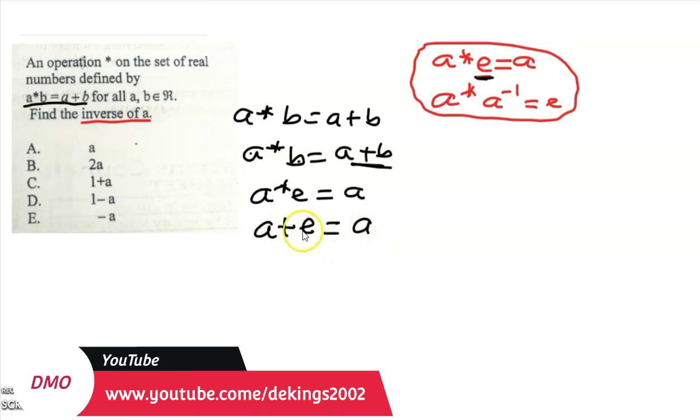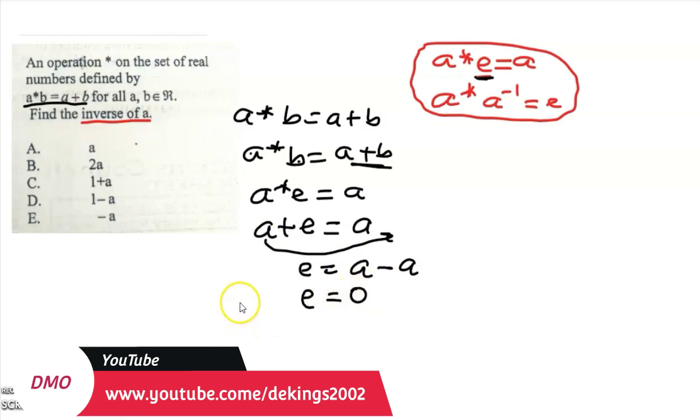So then we make E the subject of the formula. By doing this, we have to move this A to this side, and then we have E is equal to A minus A, because when this A, which is positive, crosses to this side, it becomes negative. So this shows that our identity is equal to 0.